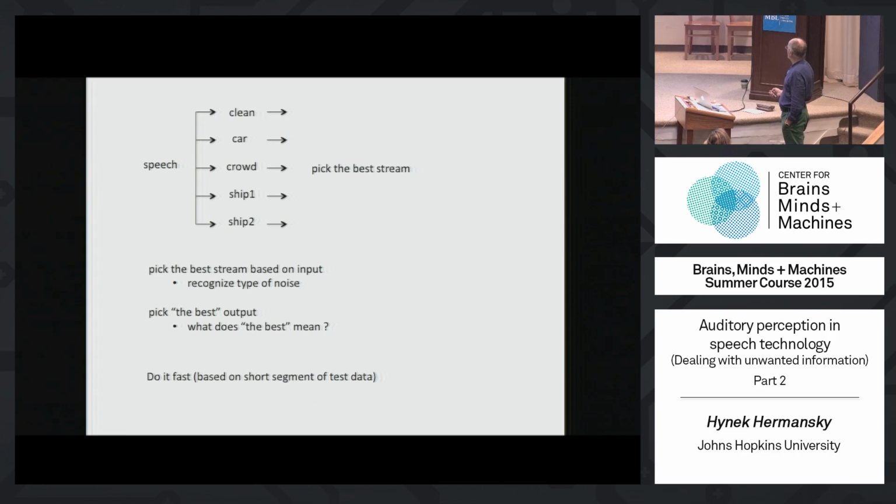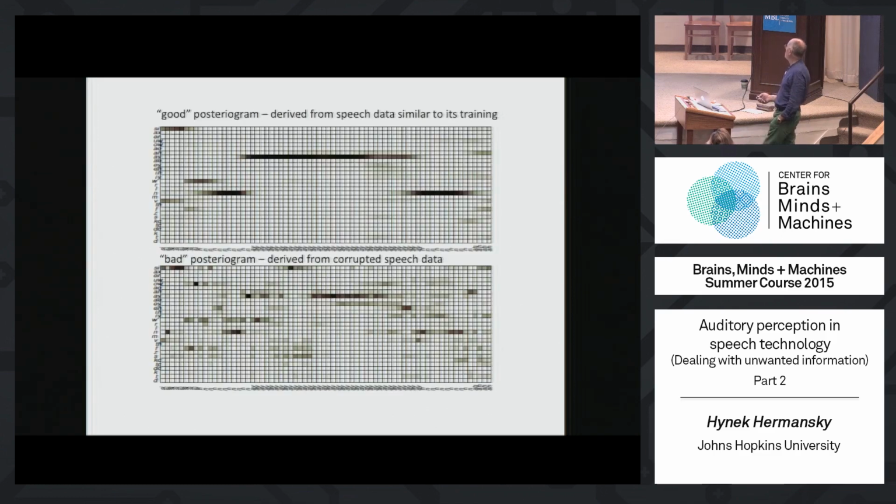First thing is, of course, one way is to recognize the type of noise. This is a sort of typical system nowadays. You recognize the type of the noise, and you use the appropriate recognizers. BBN is doing it. My feeling is that it's somehow cleaner and more elegant to be able to figure out what is the right output, because what matters is not what is the signal, but what is the signal interacting with the classifier. So for this, we have to figure out what the best means.